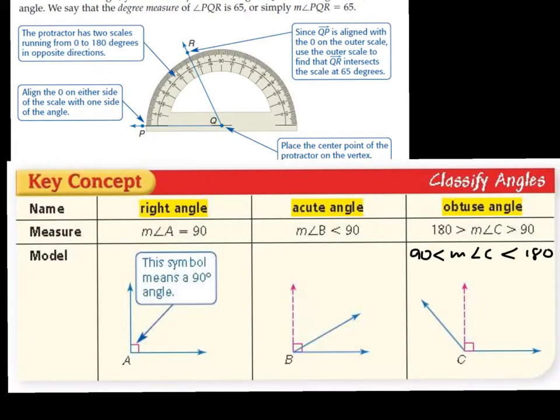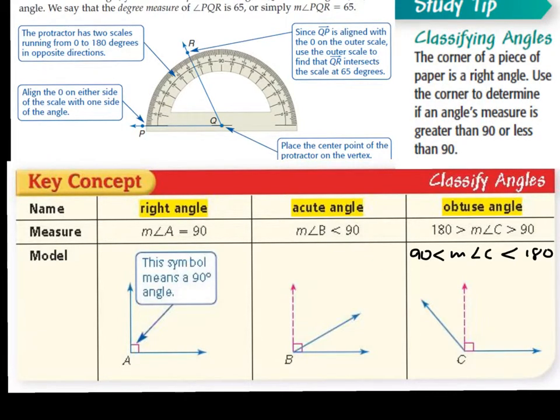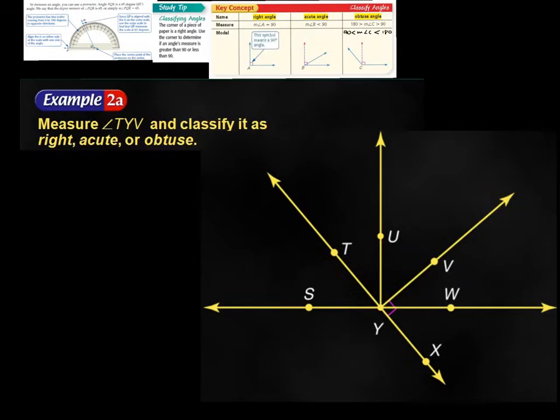And usually when you write "between" statements, you start from the smallest and go up. You go in ascending order. That's a little odd. Here's a good quick tip. The corner of a piece of paper is a right angle. You could use the corner to determine whether an angle's measure is greater than 90 or less than 90.